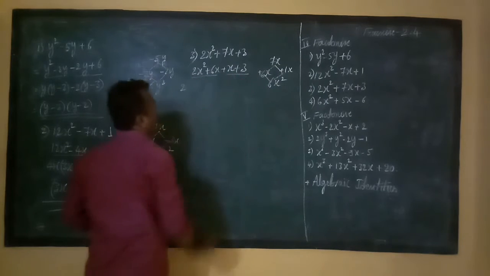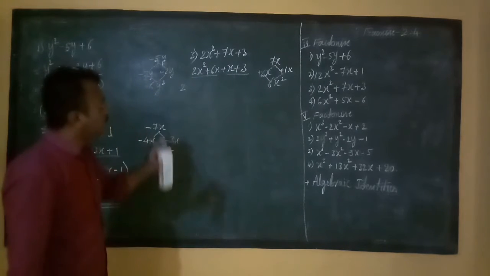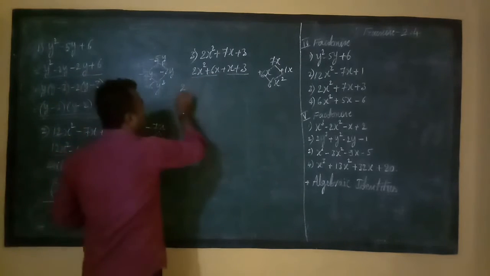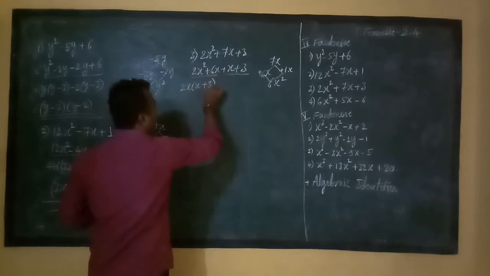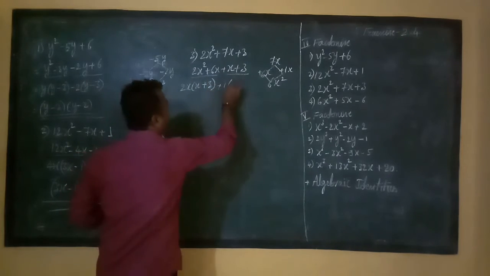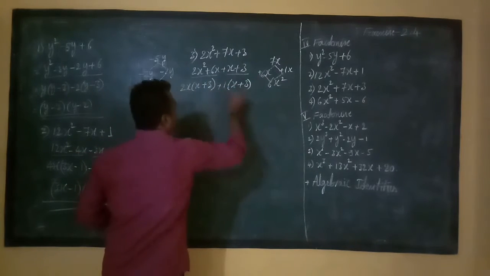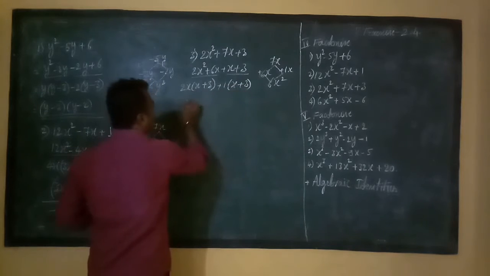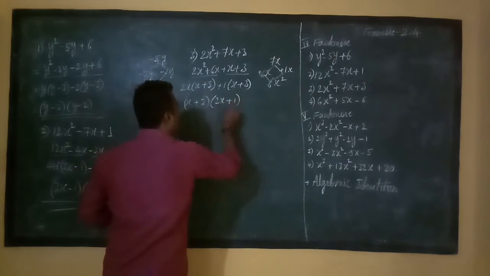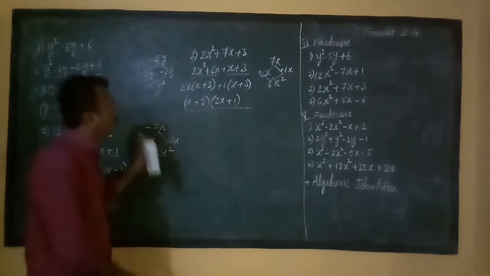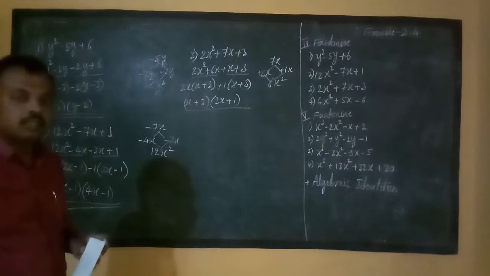These two are one group and x plus 3 is another group. So I will take out x. The common factor is 2 and also x. The remaining is x plus 3. 2 threes are 6. And plus 1 is the common factor, remaining x plus 3. Here also x plus 3, here also x plus 3. You have to write it one time: x plus 3 into 2x plus 1. So these are the factors of 2x square plus 7x plus 3.